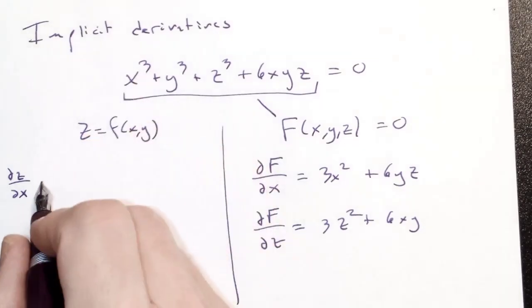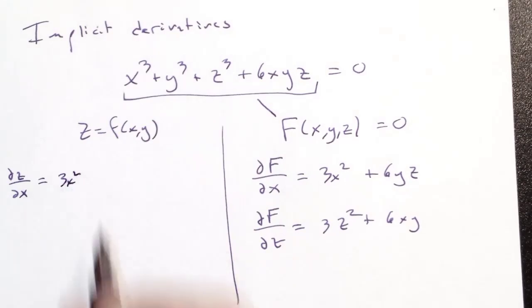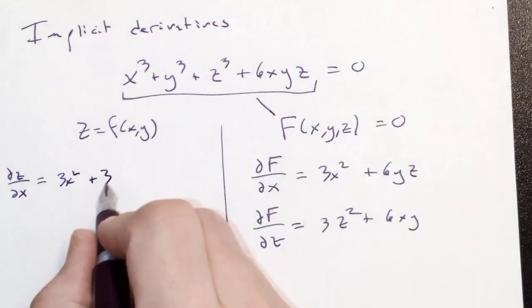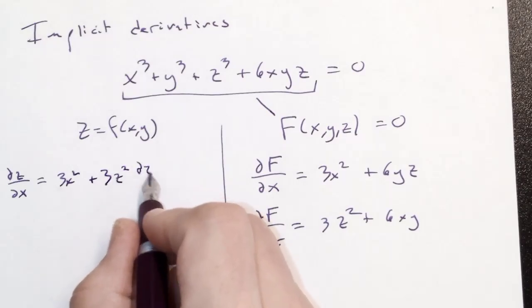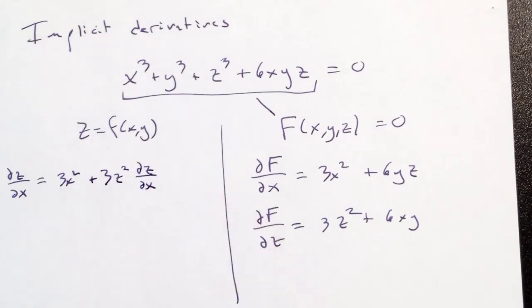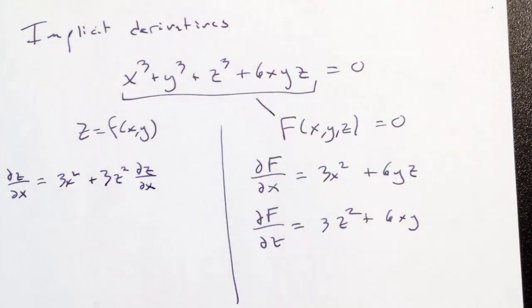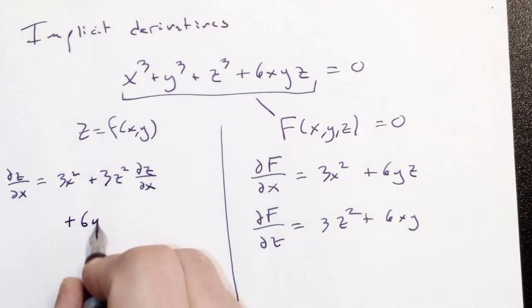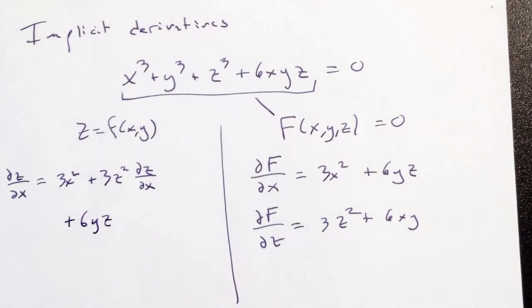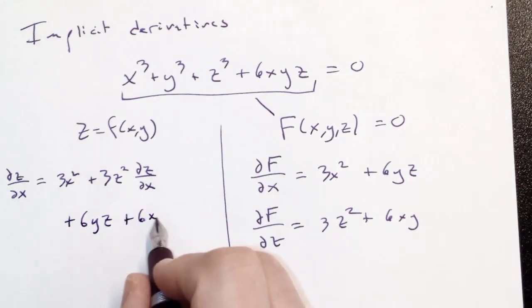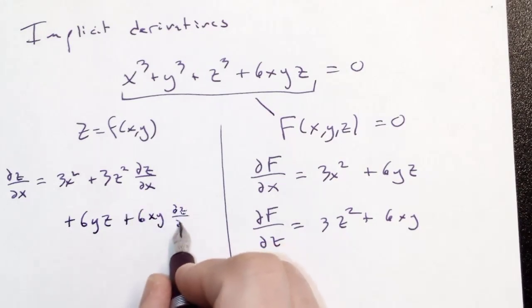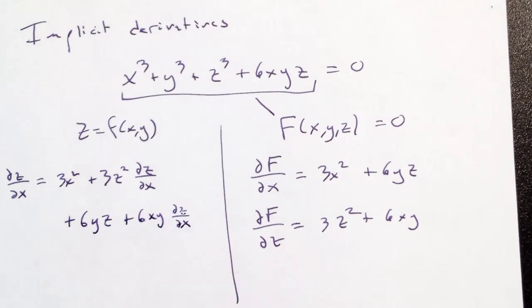So when I do the derivative of x cubed, I get 3x squared. When I do the derivative of y cubed, I get 0. When I do the derivative of z cubed, I get 3z squared partial of z with respect to x. And then when I do the derivative of 6xyz, I got to do the product rule. So I get 6yz, because the derivative of x is 1. And then I get 6xy dz dx, right?